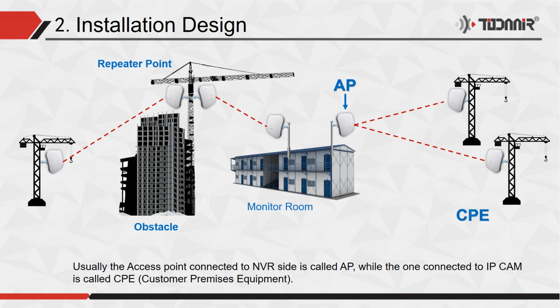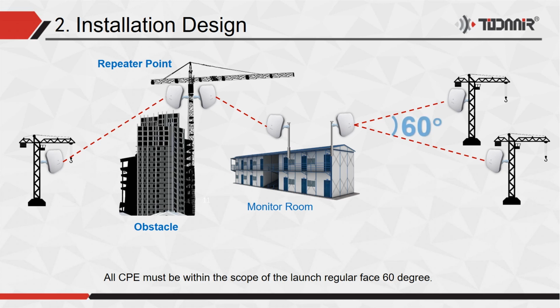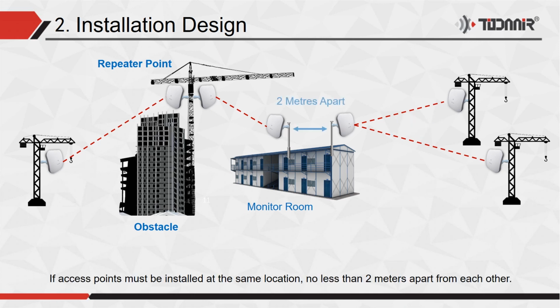Usually the access point connected to the NVR side is called AP, while the one connected to the IP camera is called CPE. One AP can be connected to up to 4 CPE only. All CPE must be within the scope of the launch face 60 degrees. If access points must be installed at the same location, they must be no less than 2 meters apart from each other.